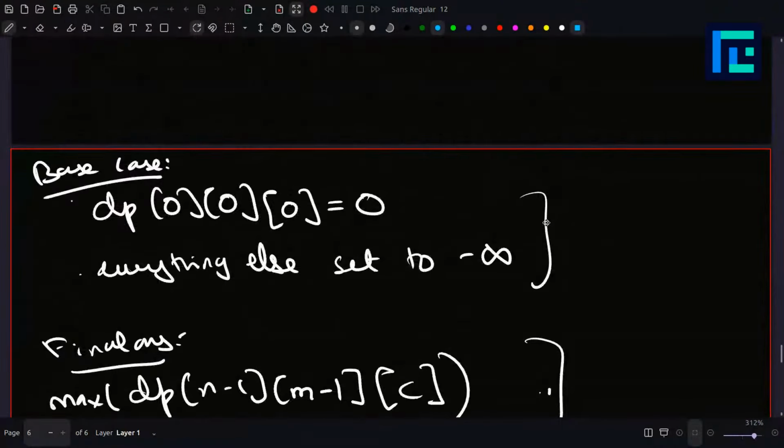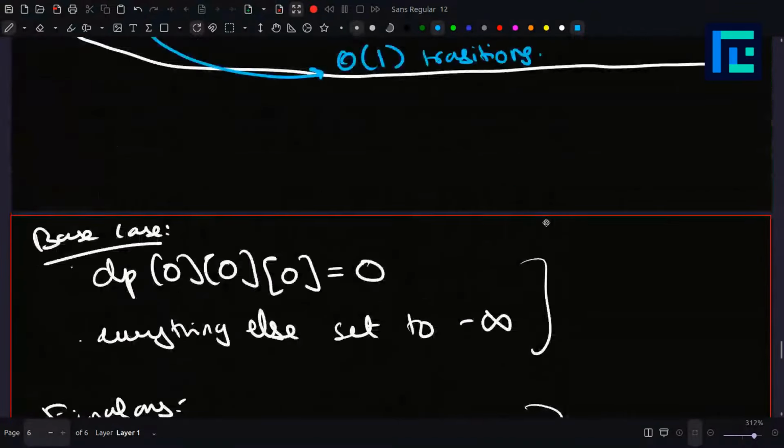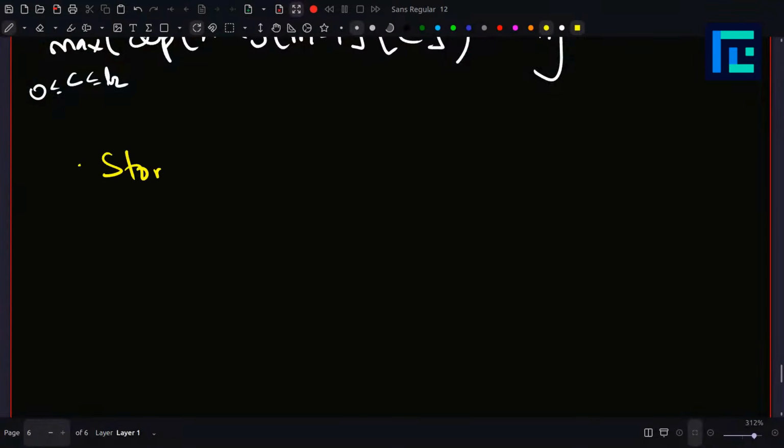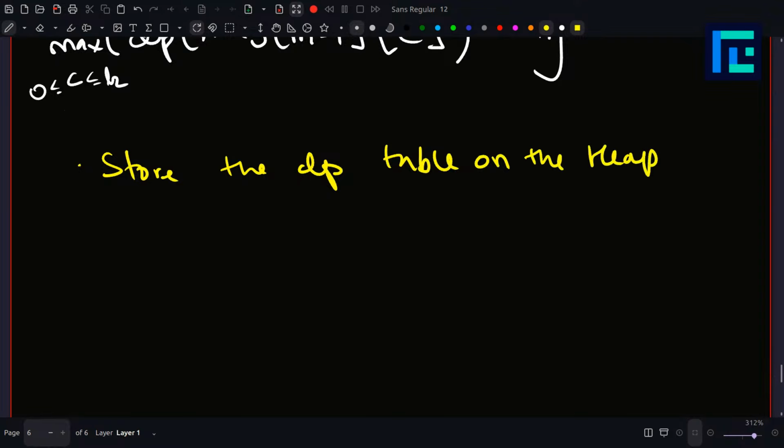You need to make sure that you don't use recursion, because I think recursion might TLE. Also, you should make sure to store your values on the heap and not the stack, okay? Because there are a lot of values. So store the dp table on the heap and not the stack, okay? And not the program stack.